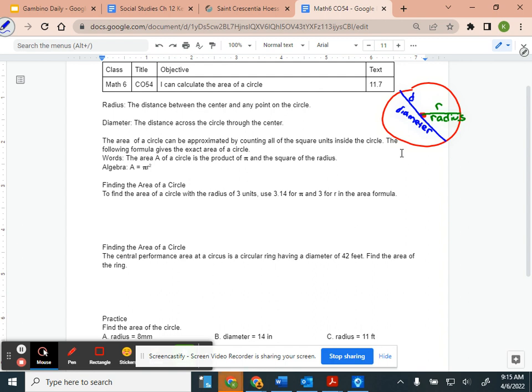It's important that it goes through that center point. A line that just goes from one end to another but doesn't cross through the center is not the diameter. Diameter must go through the center.